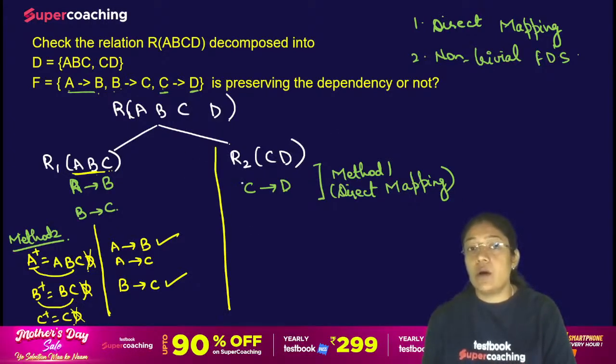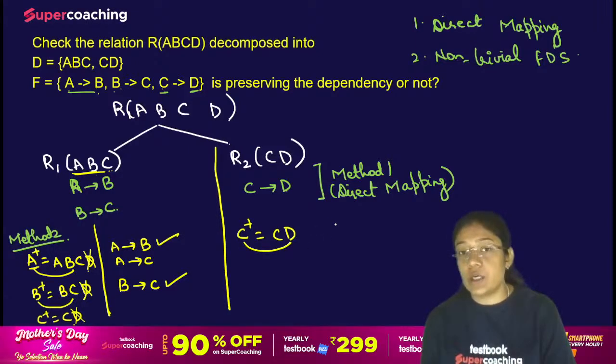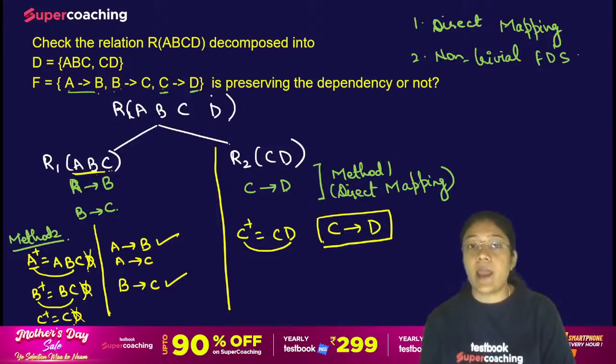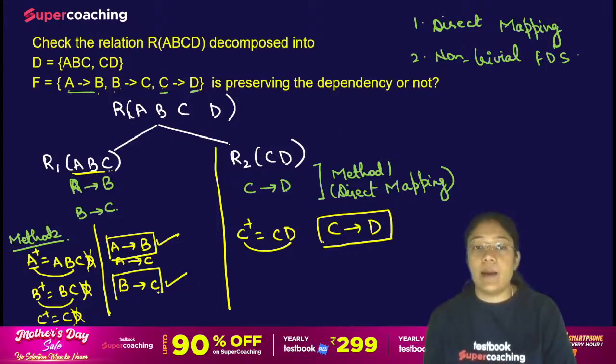Similarly, we'll check for R2. C closure is CD. In this, we have both the attributes. So one non-trivial functional dependency is coming up. So C determines D is preserved by R2, and the first two functional dependencies are preserved by R1. Okay, so this is method 2.